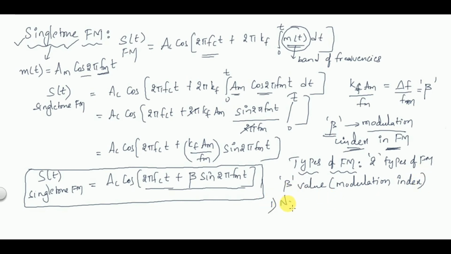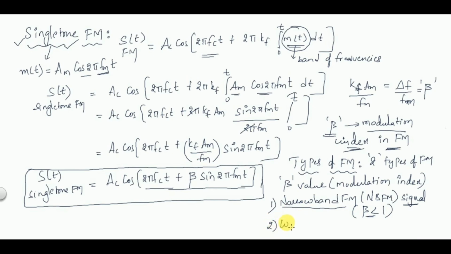First one is narrow band FM, the narrow band frequency modulated signal, in short NBFM. For this, the beta value is less than 1. If the beta value is less than 1, then that type of FM signal is called a narrow band FM signal. So if an FM equation is given to you, first of all you have to find the value of beta, so that if beta is less than 1, we can say it is a narrow band FM signal.